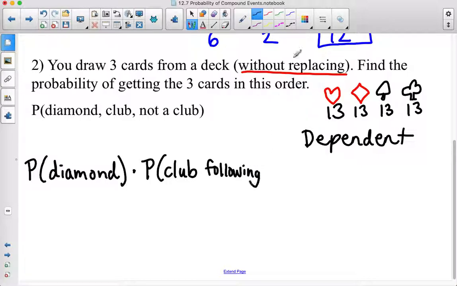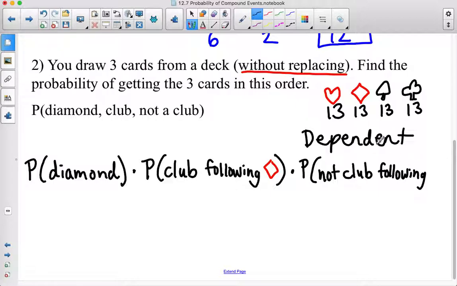a diamond. I'm going to use little symbols because I think I'm going to run out of room. Because the first card was a diamond. And then the last one I need is the probability of not a club following the first 2 events. And the first 2 events were we had a diamond and a club. And these second 2 are going to be affected by the first one.